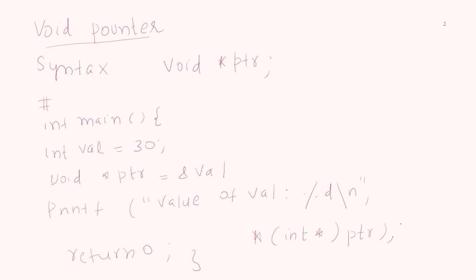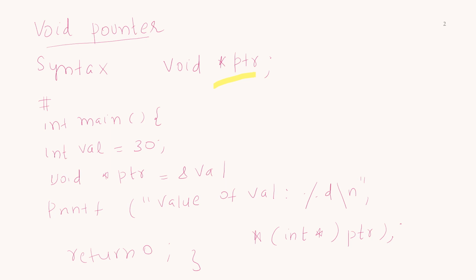The syntax we can write as void star ptr. And this void pointer is a special type of pointer that can point to any data type. So here is a sample program to understand the concept of void pointer. This void pointer does not have a type, so we cannot dereference it directly. It has to be cast to another pointer type before dereferencing.